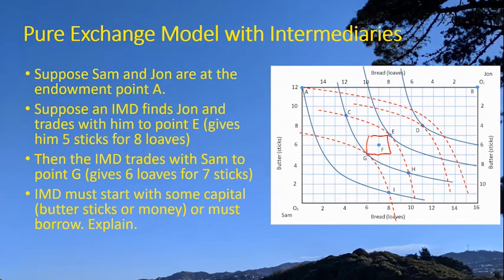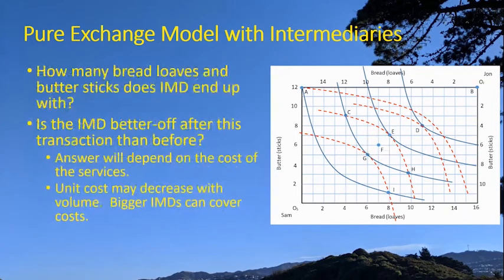Now, the last bullet point here is that the intermediary must start with some capital, some butter sticks or some money, or he has to borrow it in some way and promise to pay back later in order to make this exchange. So the intermediary has to have some ability to engage at different times with these different individuals in order to make this process possible. Now, how much do they end up with at the end? The answer is 2 sticks and 2 loaves. Is the intermediary better off after all of this? Well, the answer is going to depend on the cost of providing the services.